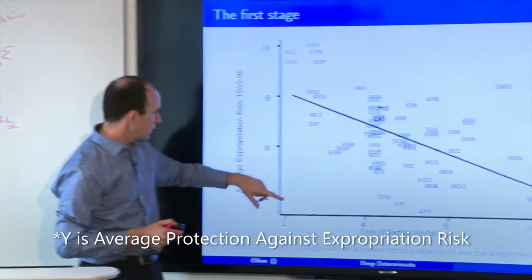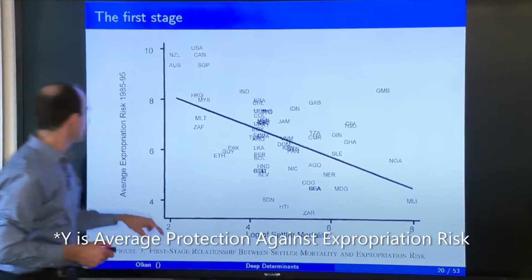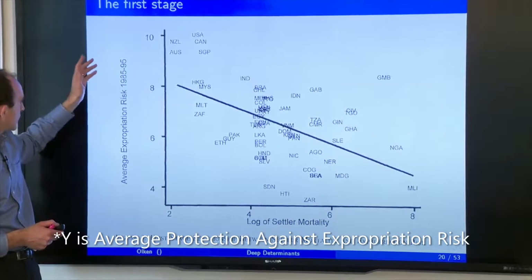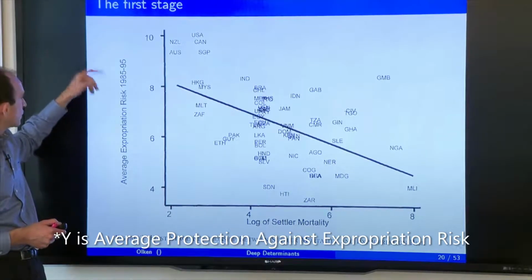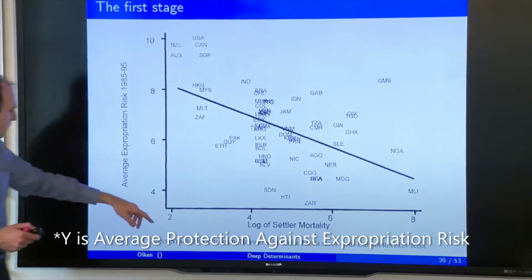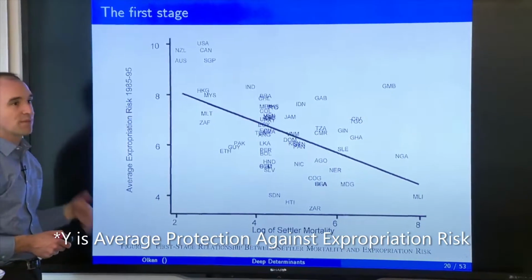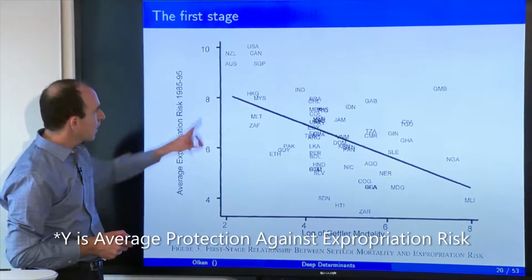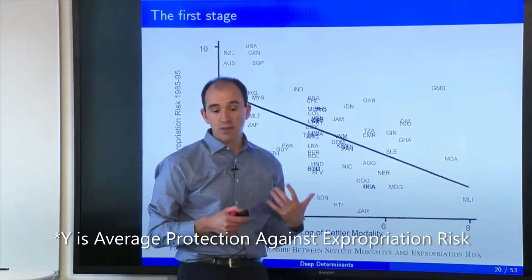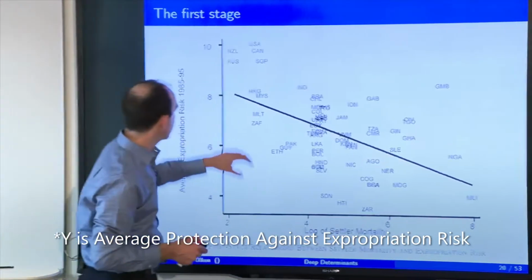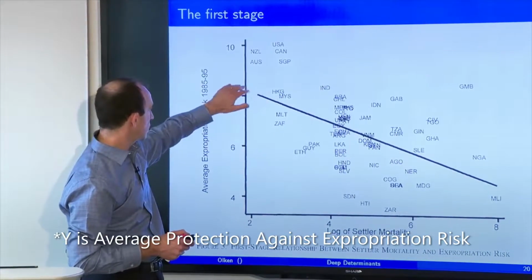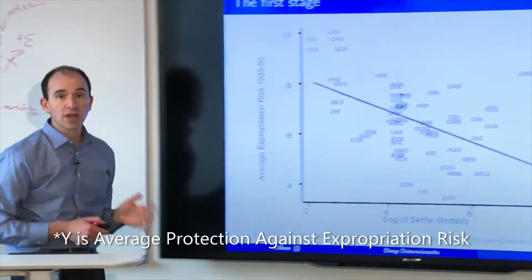This graph shows settler mortality on the x-axis. It shows average expropriation risk, where 10 is having very low risk of expropriation, so very good institutions, and a low number, like a 4 or whatever, is having bad institutions, like having high risk of expropriation. What you can see is a negative slope, okay? So places where settlers were more likely to die when they showed up and settled the colonies have very high expropriation risk. Okay, so there's a downward slope, that's the first stage, that we can check in the data.